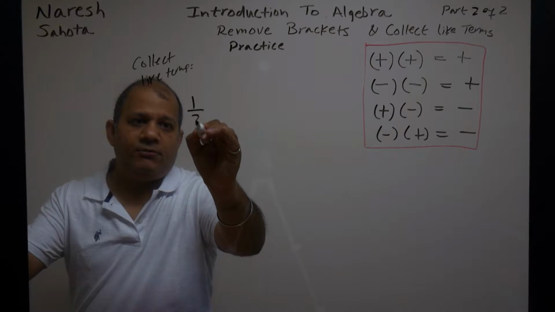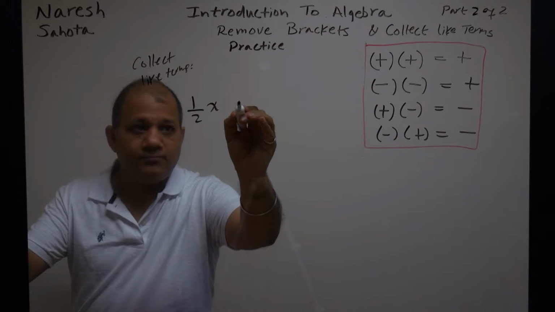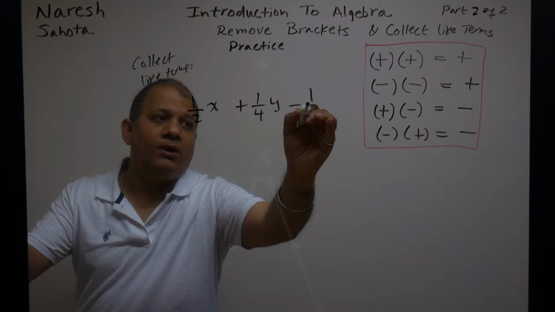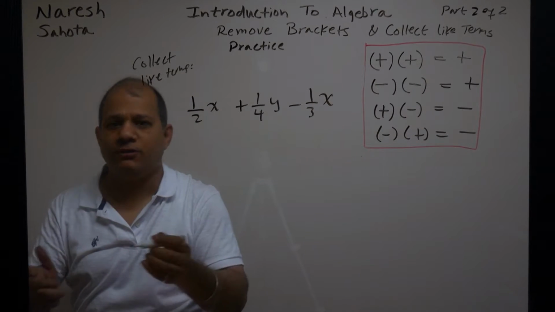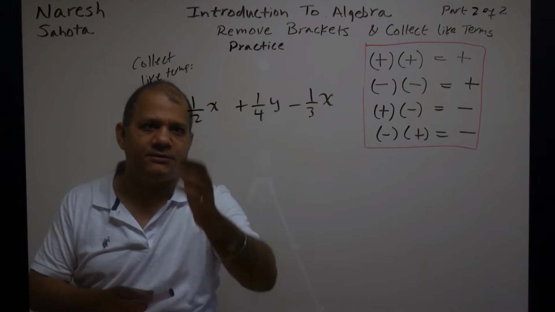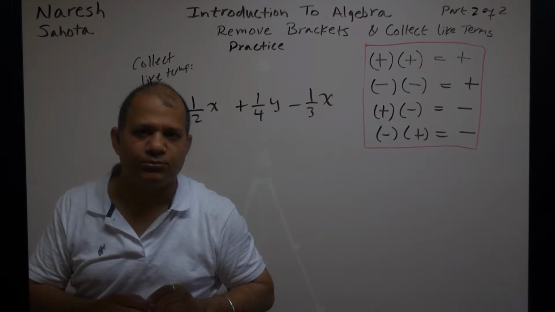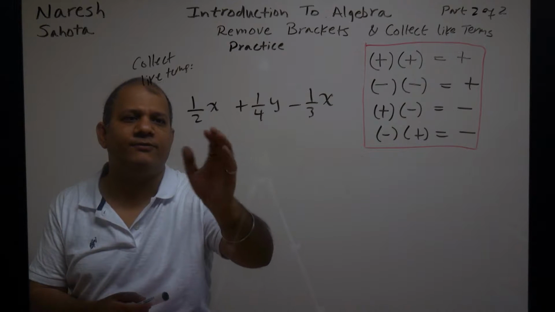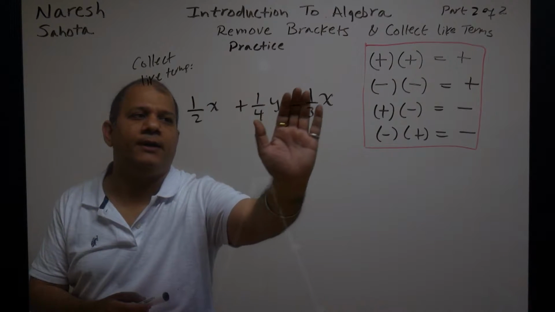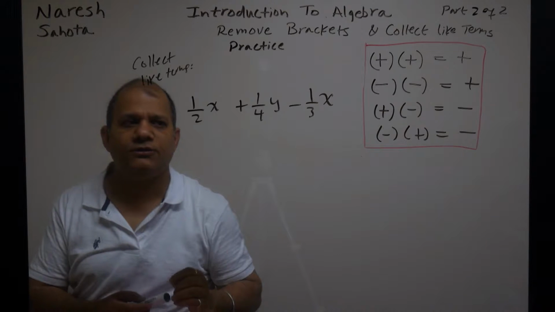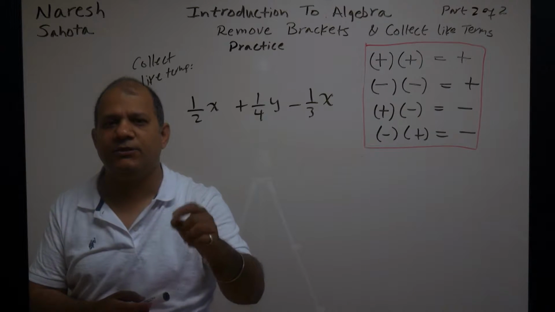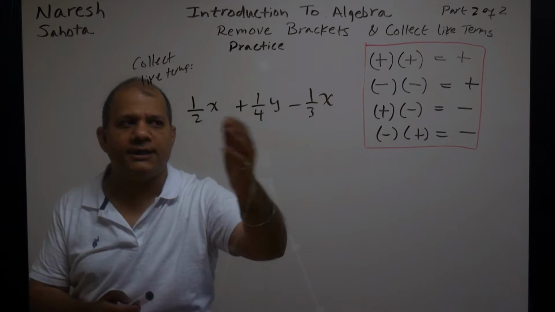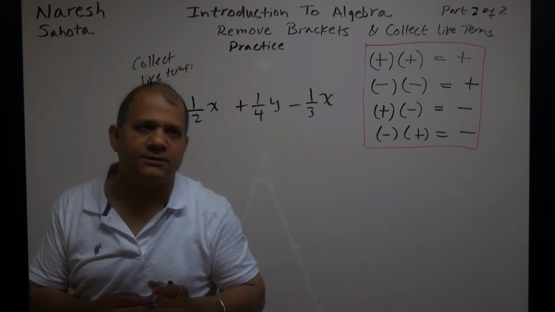So here we have 1/2 x plus 1/4 y minus 1/3 x. So it looks a little bit complicated because the fractions are making the expression somewhat complex, but it really isn't, right? It's no different from saying, okay, 5x, 4y, and 3x, right? So it's just the added complexity is now we have to work through the fractions. But removing brackets or collecting like terms, that concept is still the same.